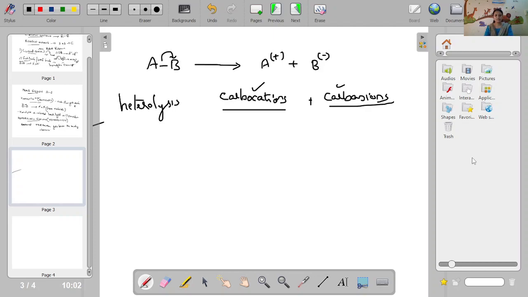And if A is more electronegative than B, you can have this representation. Then it will be A minus and B plus. Towards whichever atom is more electronegative, both the electrons will migrate. Similarly, anions and cations will be obtained. So that is what is called homolytic and heterolytic cleavage.